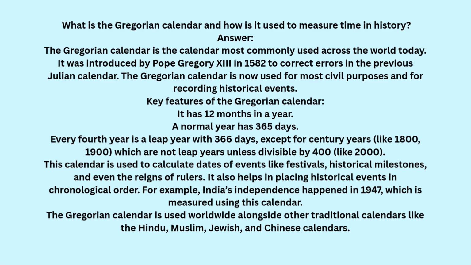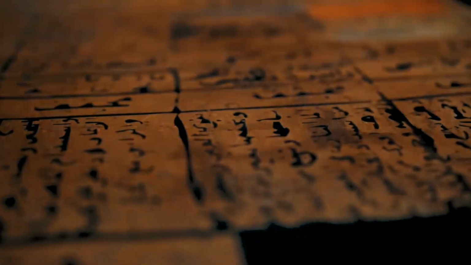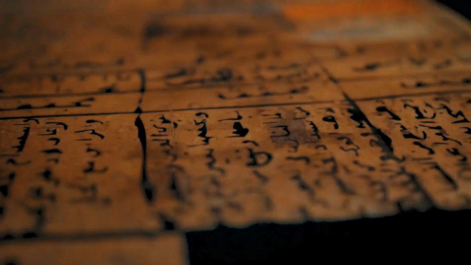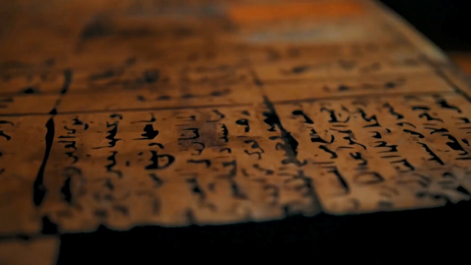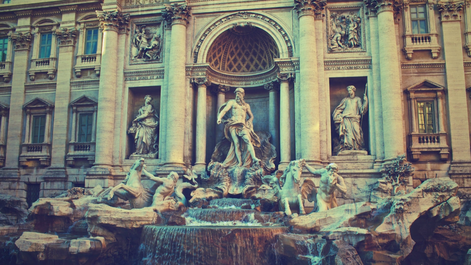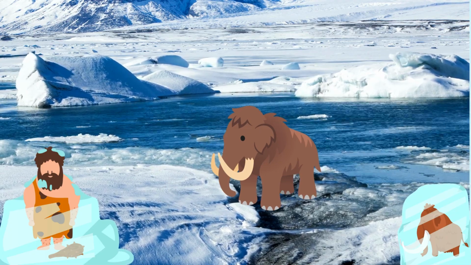This calendar helps people mark important days such as festivals and historical events, and it provides a standard system for counting years, making it easier to compare and record events from around the world. In history, the Gregorian calendar allows us to place events in a timeline using terms like AD, CE, BC, BCE, and it's especially useful when studying and writing about the sequence of global events such as the Ice Age, the invention of writing, or the rise of civilization.